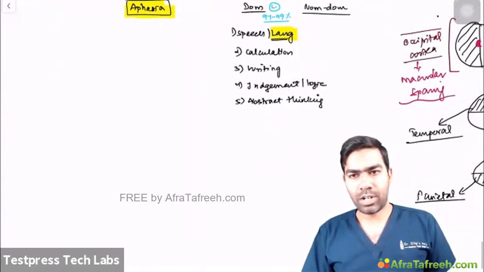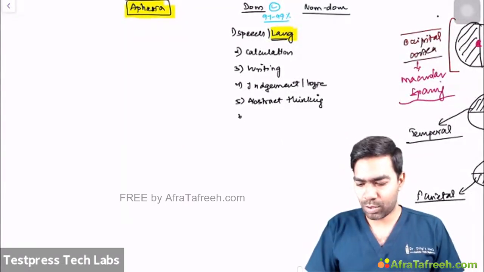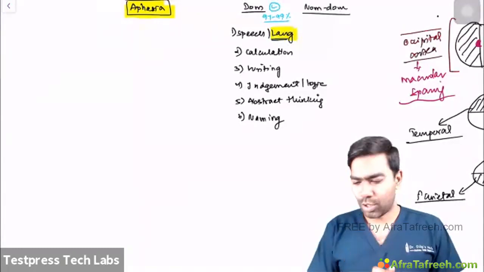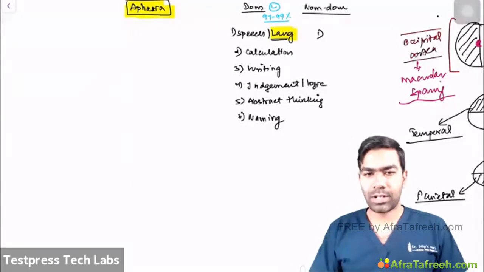Anyways, the judgment, logic, abstract thinking, all these things are basically coming from the dominant hemisphere only. And of course, you have the naming principles also. Naming is also coming from your dominant hemisphere only. And what are the things that come from the non-dominant hemisphere?